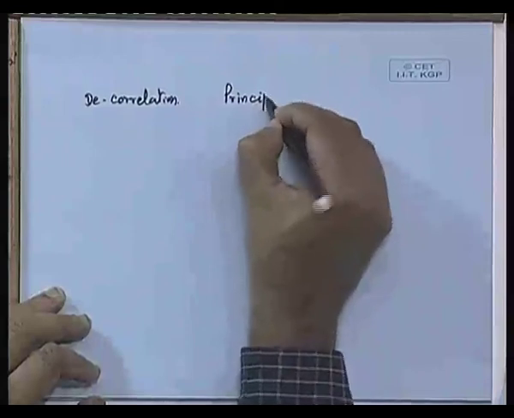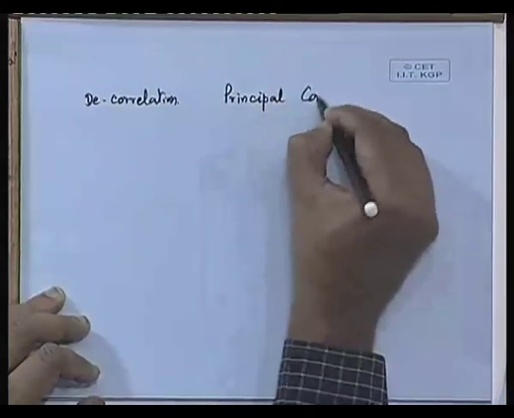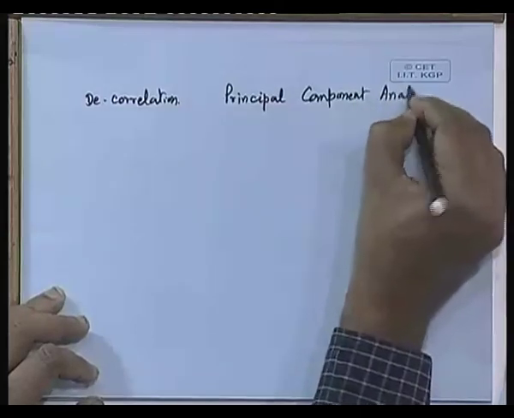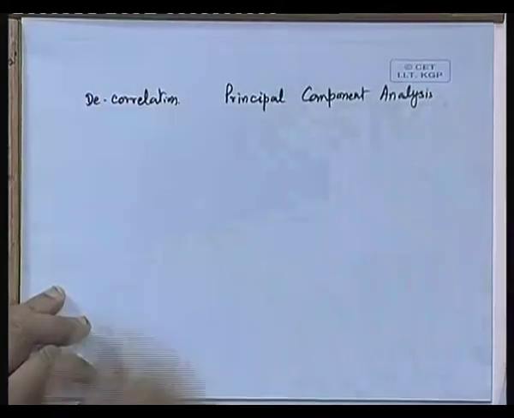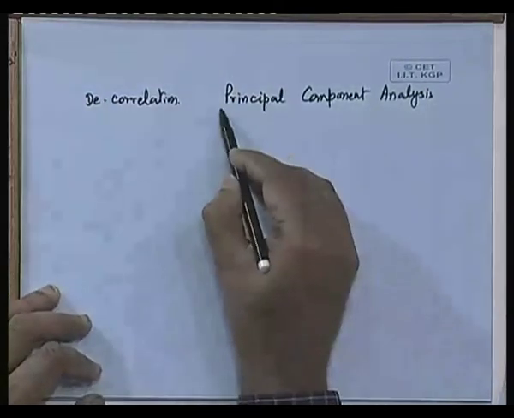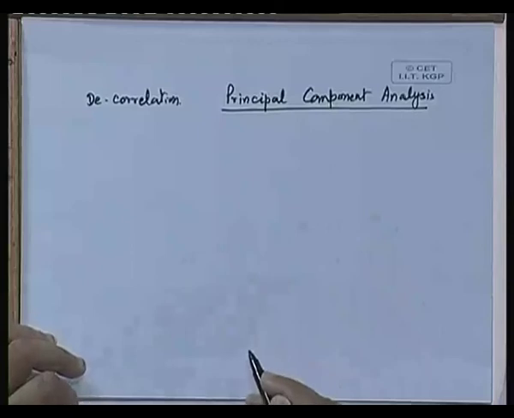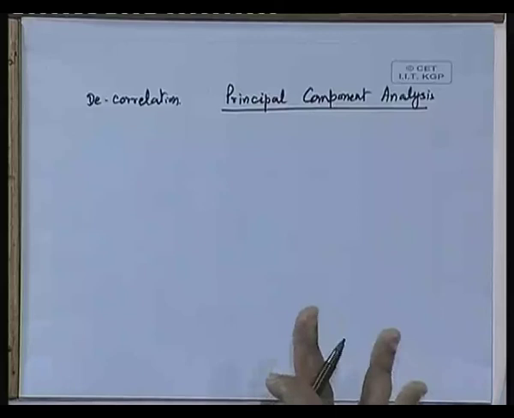In fact, there are different methodologies for performing decorrelation, and one of the effective ways is principal component analysis. We are going to study principal component analysis shortly, not immediately. Maybe after a few lectures we will come to the topic of principal component analysis, which is very often used in order to decorrelate the data.